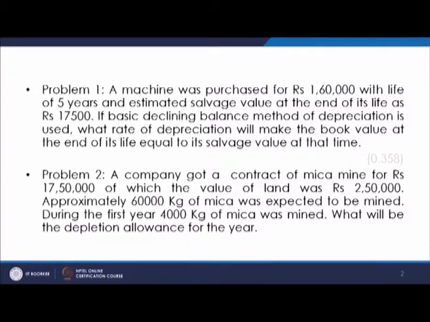The problem is like this: a machine was purchased for rupees 1,60,000 with a life of 5 years and an estimated salvage value at the end of its life of rupees 17,500. The declining balance method of depreciation is to be used. We have to find what should be the rate of depreciation which will make the book value at the end of its life equal to its salvage value.